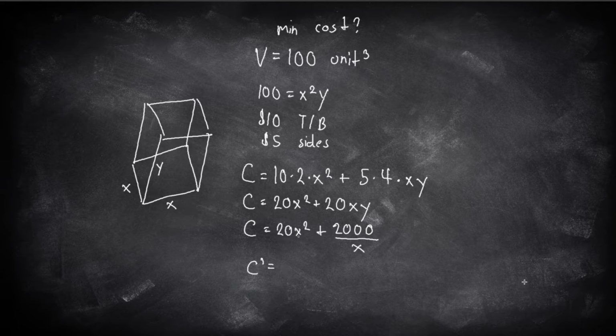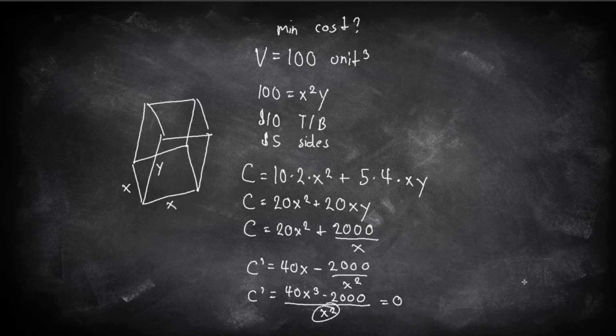Then the derivative of 20x squared is 40x. The derivative of 2000 over x is negative 2000 over x squared. So simplifying this, multiplying this by x squared on the numerator and denominator, we get 40x cubed minus 2000 over x squared. And we set that equal to 0 to check for maxes or mins, or where it's undefined. So it's undefined if this portion is on the bottom, so that means x has to equal 0.